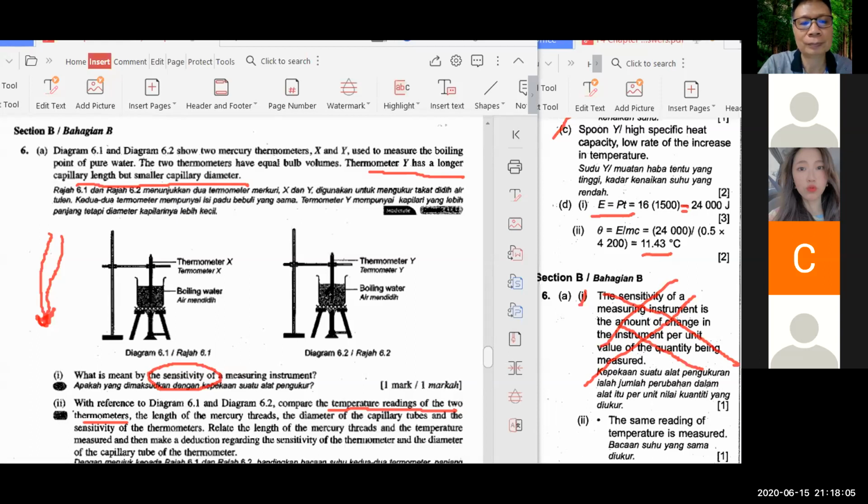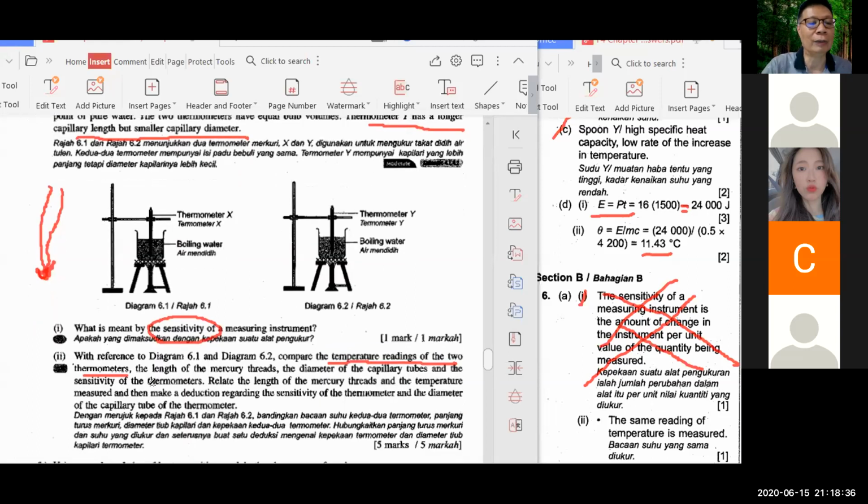So same. Maybe this one gets 100 degrees faster because it is more sensitive. More sensitive can measure the temperature faster. This one maybe takes a longer time to measure, but the final temperature you also get 100, the same. This one can detect the answer very fast. Okay, sensitive. This one is done already.